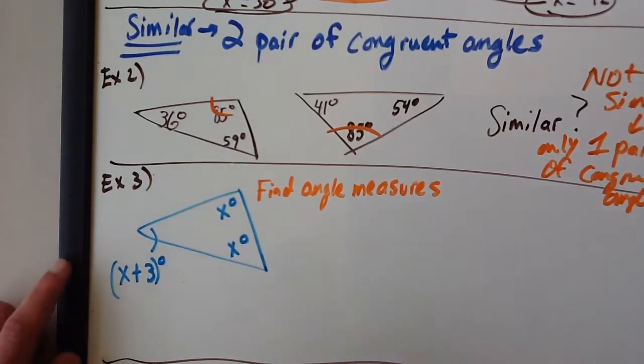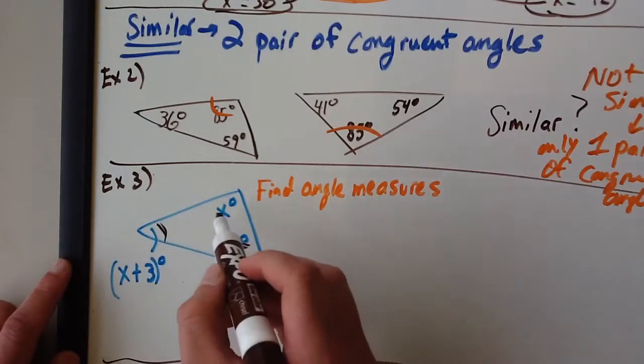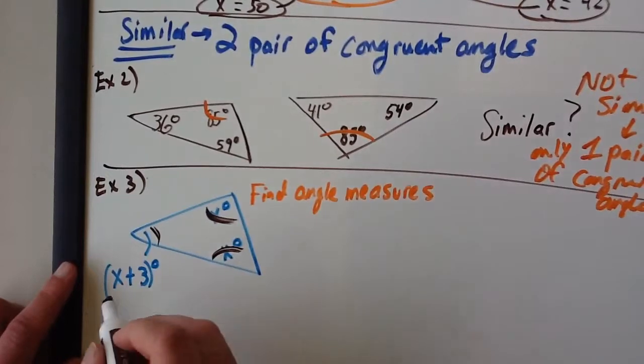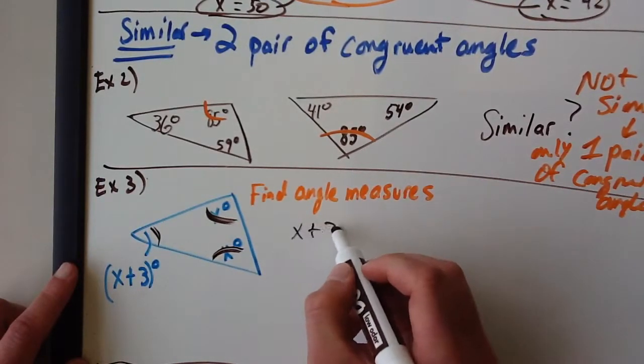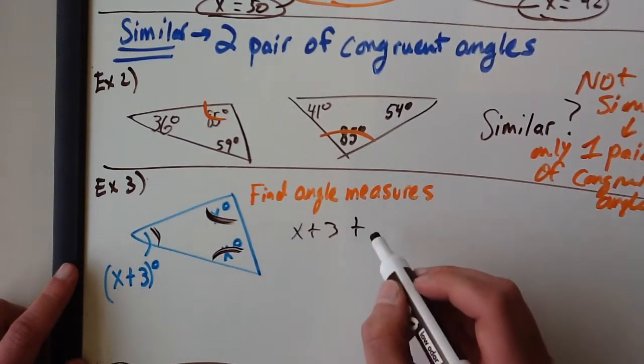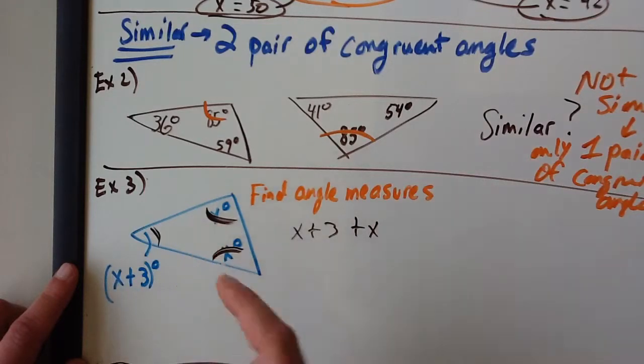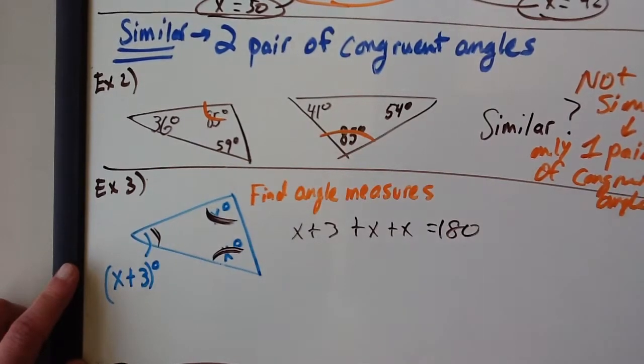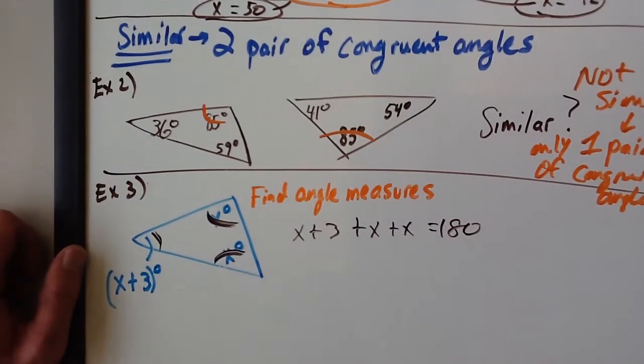All right, so what I'm going to do is add this angle plus this angle plus this angle, and that should give me 180 degrees. So I have my first angle, x plus 3, plus my second angle, which is x, plus my third angle, which is x. If you add all those up, you should get 180 degrees. Now combine like terms.